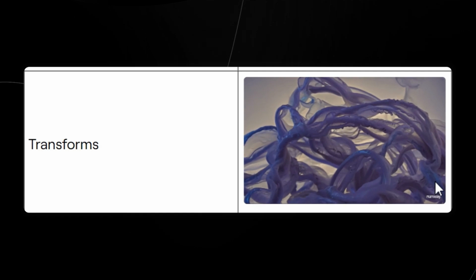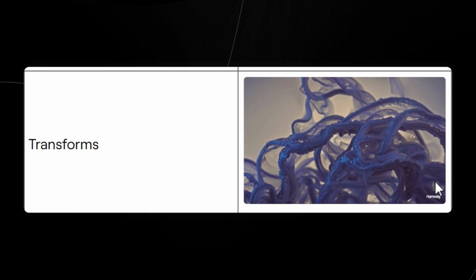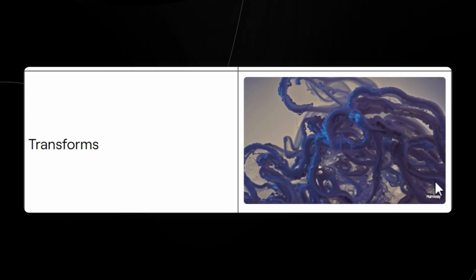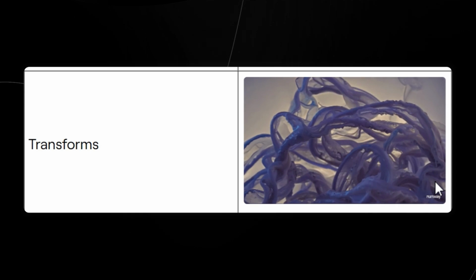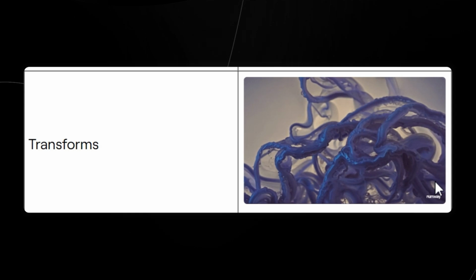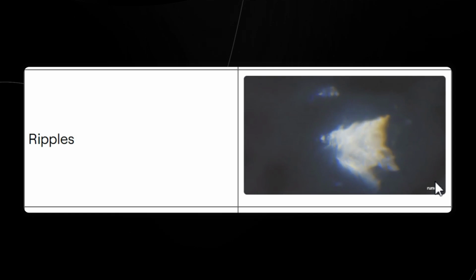Here we have transforms. The subject changes from one form to another, which symbolizes metamorphosis or evolution. This is useful for character development, narrative progression, and showcasing change. Here we have ripples. This is where the subject moves in concentric waves, like a drop in water, suggesting spreading influence or impact. This is useful for spreading ideas, impact visuals, and thematic elements.